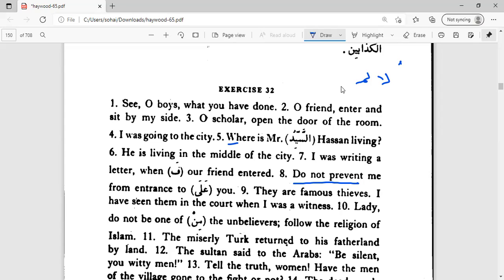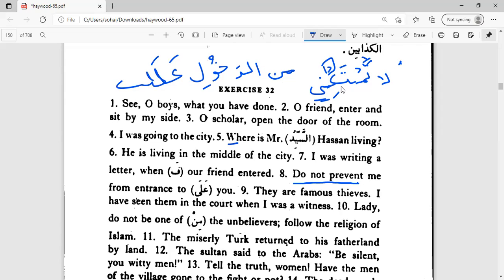Prevent me. Tamna'ni, because accusative. Do not prevent me from. From is min. Entrance is min al-dukhul, so it's a verbal sentence. Min al-dukhuli alayka. Ala is there and ka is added, so alayka. Or you could say لا تمنعني أن أدخل عليك. You could say that as well. Yeah, من دخولك. That's fine. Okay, that's fine then. That's all.